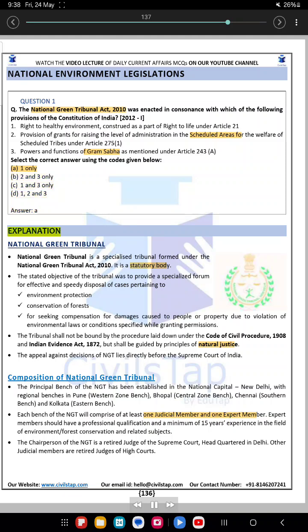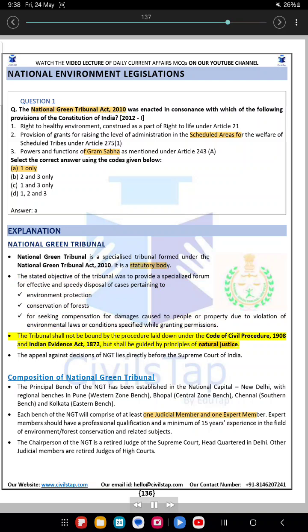Answer: A. Explanation. National Green Tribunal. The National Green Tribunal is a specialized tribunal formed under the National Green Tribunal Act 2010. It is a statutory body. The stated objective of the tribunal was to provide a specialized forum for effective and speedy disposal of cases pertaining to environment protection, conservation of forests, and for seeking compensation for damages caused to people or property due to violation of environmental laws or conditions specified while granting permissions.